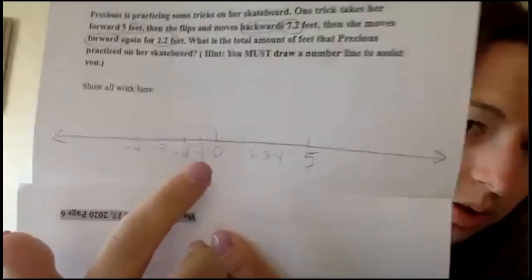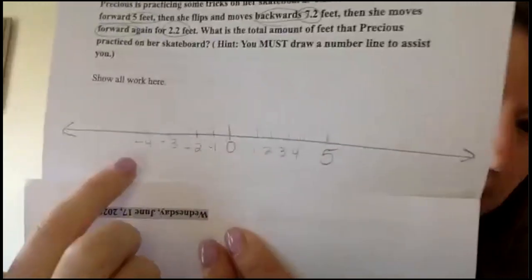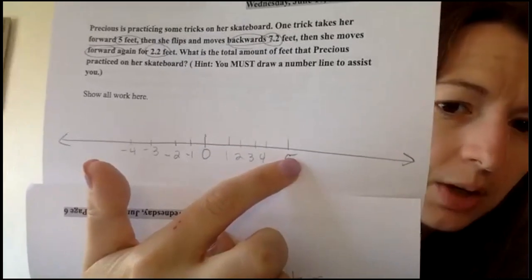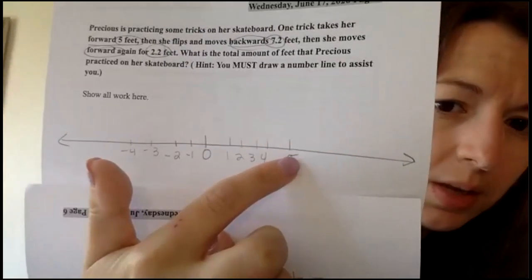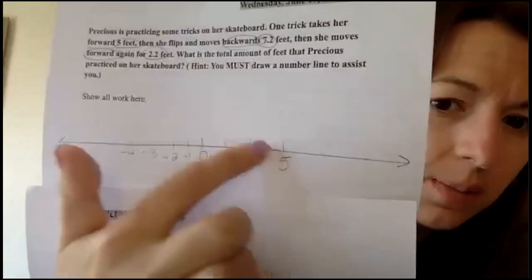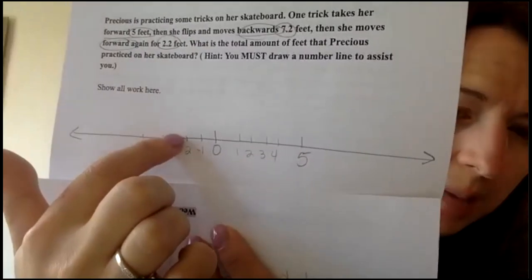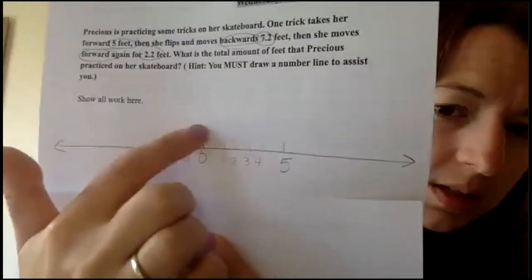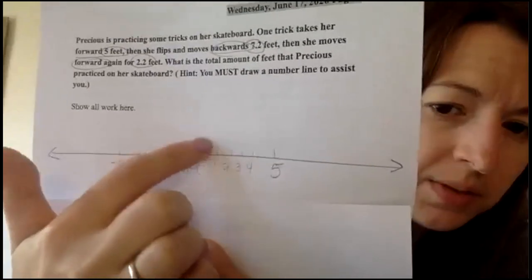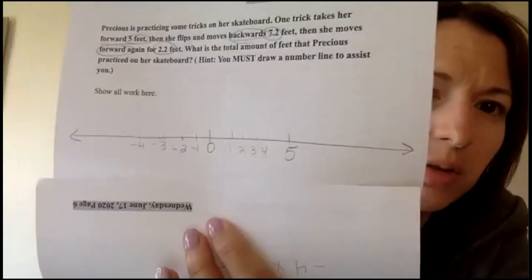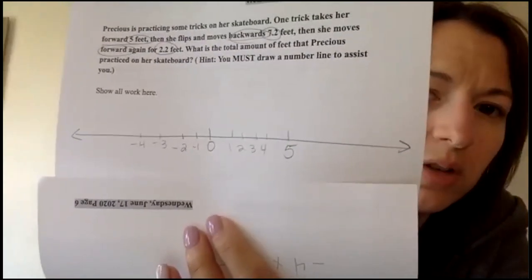So I just want to show you what the number line would look like. So these are 0. This is all your positives. These are all your negatives. So if you're looking, you're at 5 here, and you go backwards 7.2, right? You're going to end up in the negative 2.2, which is about here. Then if you go to negative 2.2 and you add positive 2.2, it brings you back to sea level, which is 0, which is right in the center of our number line. So then that would be your final answer. 0 feet is the total distance that she went on her skateboard.